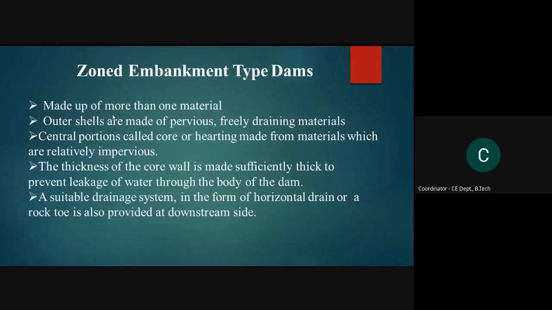Okay, so the next one is the zoned embankment type. The previous one was the homogeneous embankment type, where the material was considered to be homogeneous and uniform. In this type of embankment, the dam is made up of more than one material. Here the outer shells are made of pervious, freely draining material.